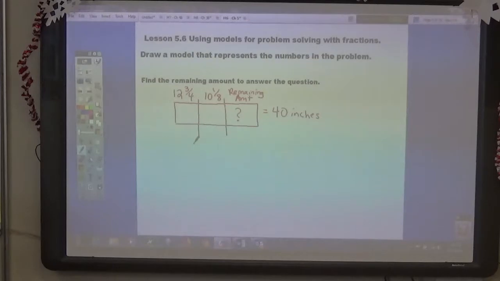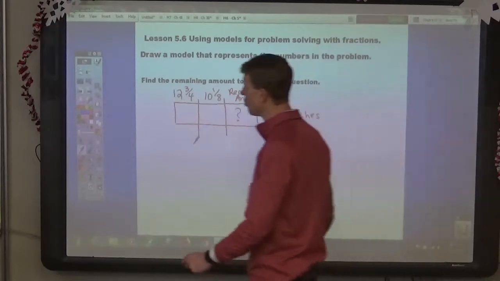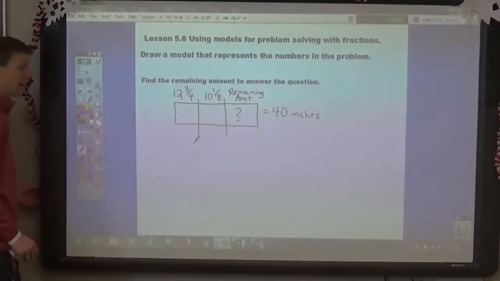And so, how would we find the remaining amount of the 40 inches? How would we find the remaining amount? There's more than one way to do this. How would you find it, Amelia? Add the two together, and then subtract it from 40. Okay, so adding the two amounts together, that'll give us the total amount that was cut.